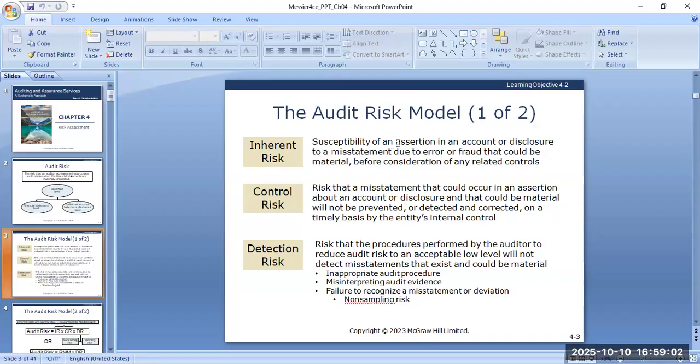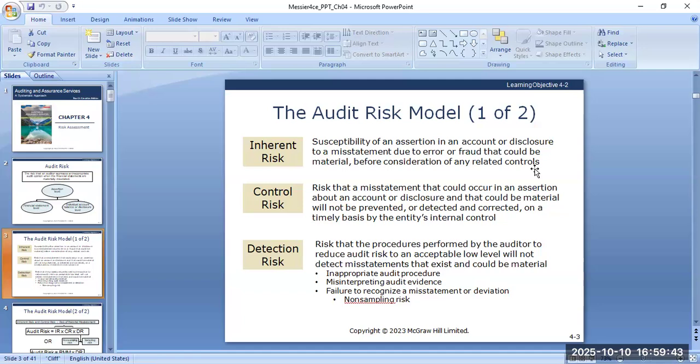And that will be, again, assertions. We're talking about assertions on the account or disclosure. It's not the transactions and events, and then the account disclosure. A misstatement due to error or fraud that could be material before consideration of any related controls. Before we even go to the control level, this is anything that may happen, which is related again to the business.